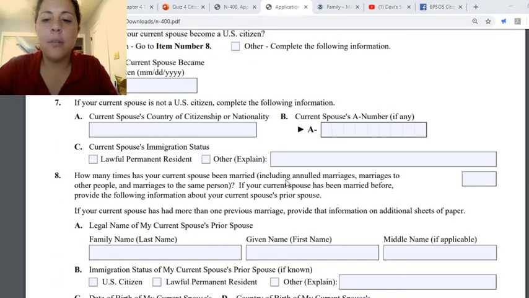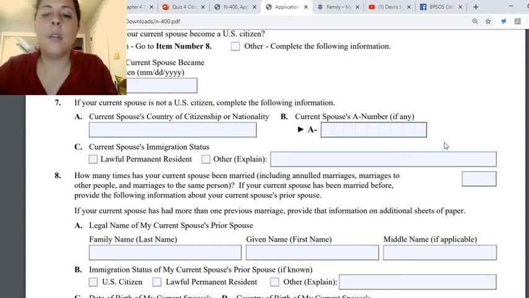Number 7, if your current spouse is not a U.S. citizen, complete the following information. A, current spouse's country of citizenship. If your husband or wife is not a U.S. citizen, what is their current country of citizenship or nationality? That would be Vietnamese. Country of citizenship is Vietnam.